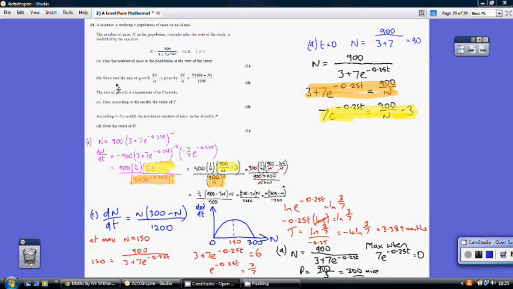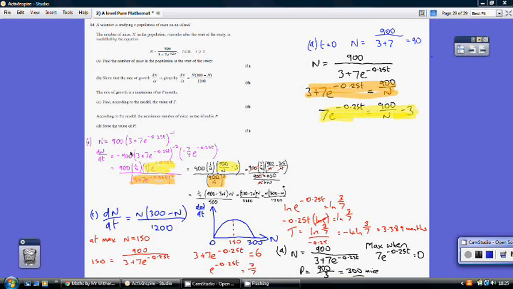Part B. So we've got to show that the rate of growth dn dt can be represented by this. So we've got n equaling this. So really writing this on one level, taking the denominator upstairs to the power of minus 1. This is n, my starting point. So to differentiate this, multiply by the current power, reduce the power by 1, and multiply by the differential of the bracket. Gives me this.